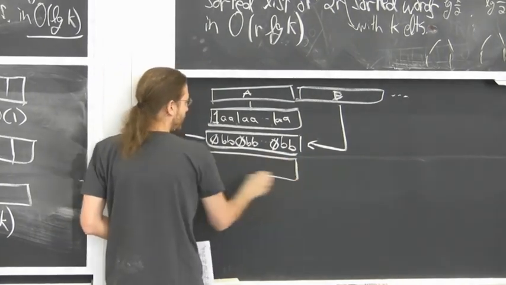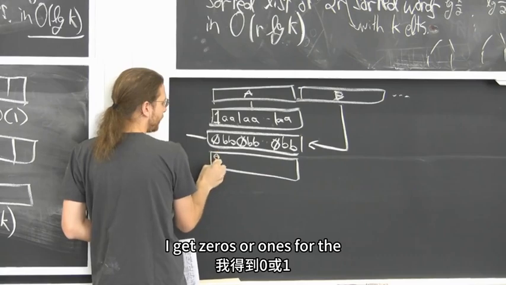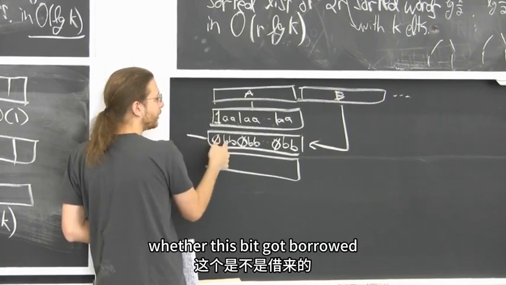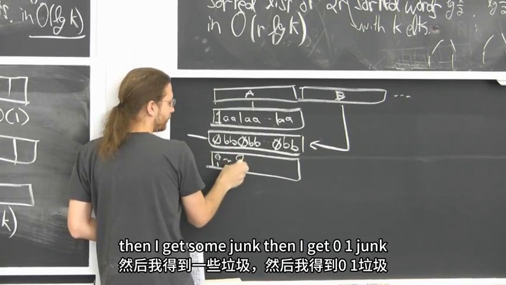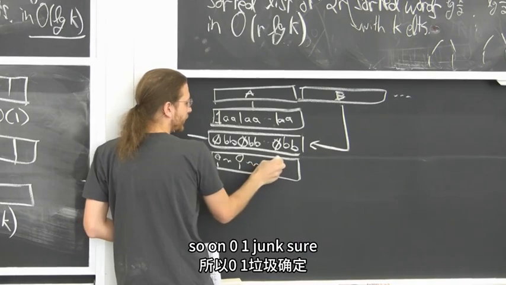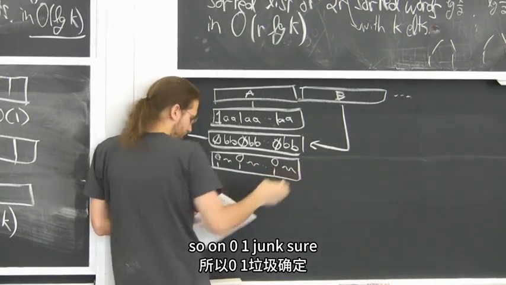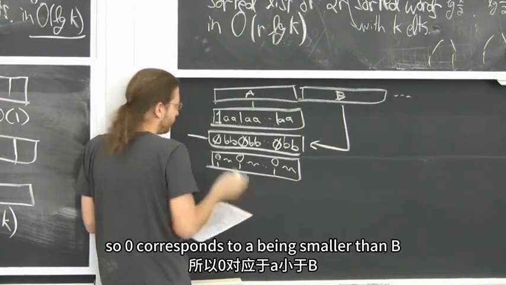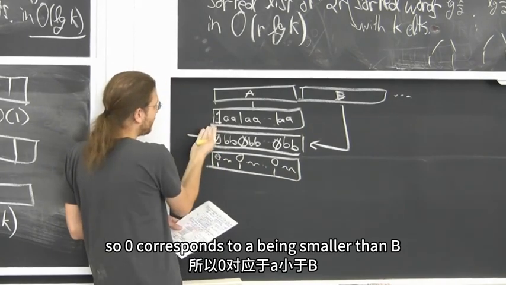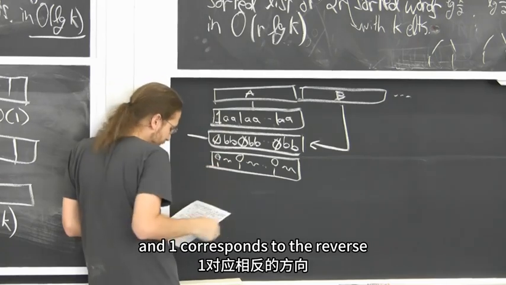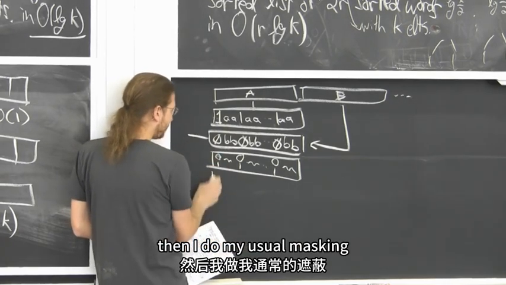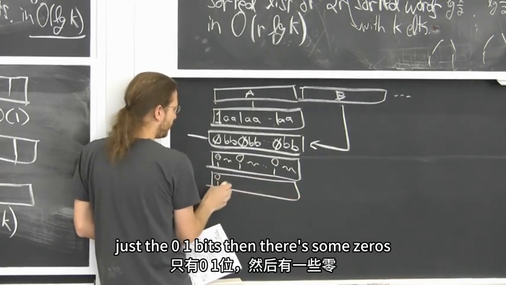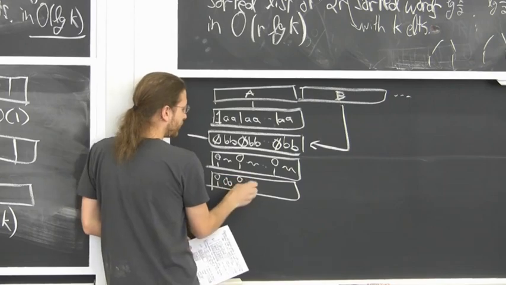What do I get? I get zeros or 1s for whether this bit got borrowed, which tells me whether little a is bigger than little b. Then I get some junk, and then I get 0, 1, junk, so on, 0, 1, junk. So 0 corresponds to A being smaller than B, and 1 corresponds to the reverse. Okay, whatever. Then I do my usual masking. Just the 0, 1 bits, then there's some zeros.